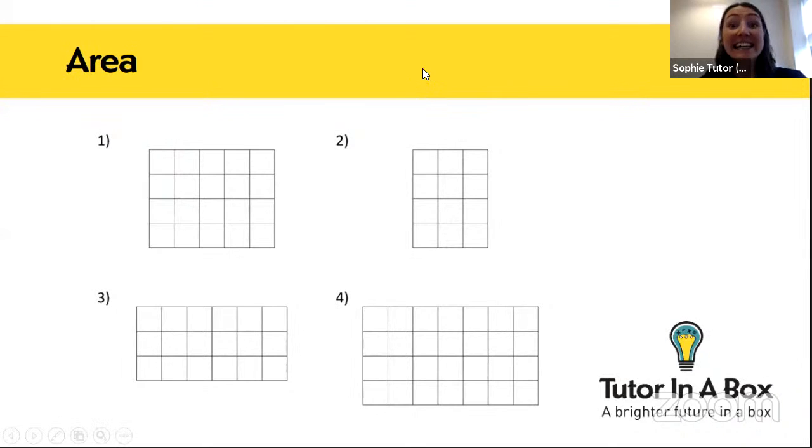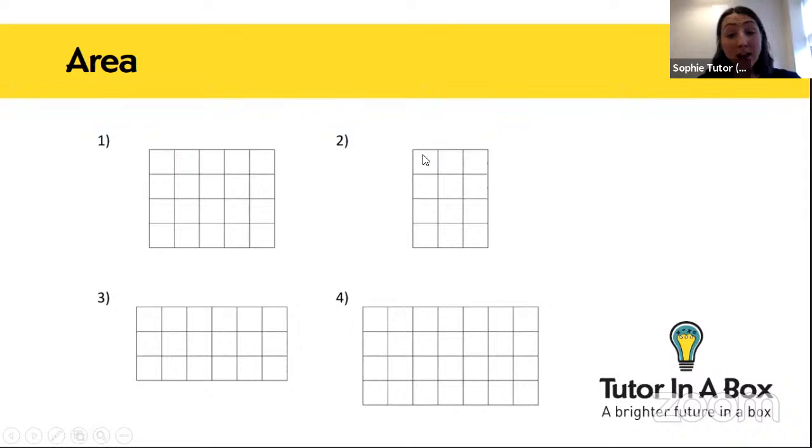Good. Very good. Okay. So the answer to number 1, if we were to count the squares, we'd go 1, 2, 3, 4, 5, 6, 7, 8, 9, 10, 11, 12, 13, 14, 15, 16, 17, 18, 19, 20. So the answer to that was 20. Or if we were timesing our height times our length, we could do 5 times by 4 rows. So 5 times 4 gave us 20.